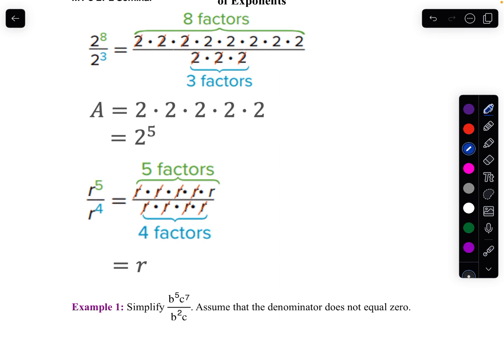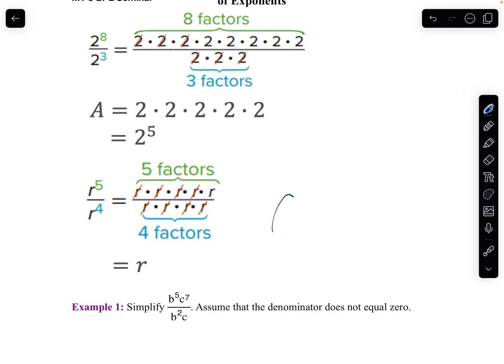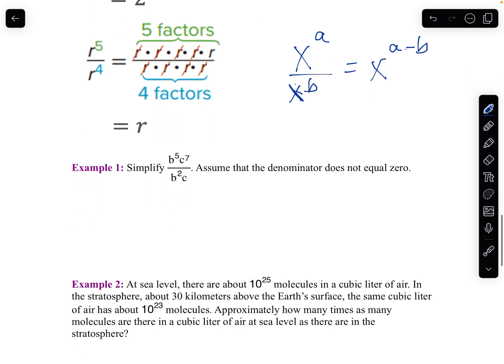In general, our rule is this: let's rewrite that, I didn't write that very well. Let's say I've got x to the a over x to the b. My rule is x to the a minus b. And it kind of makes sense. If we multiply, we add the exponents. If we divide, we subtract the exponents. So that's what we're going to do on example 1.